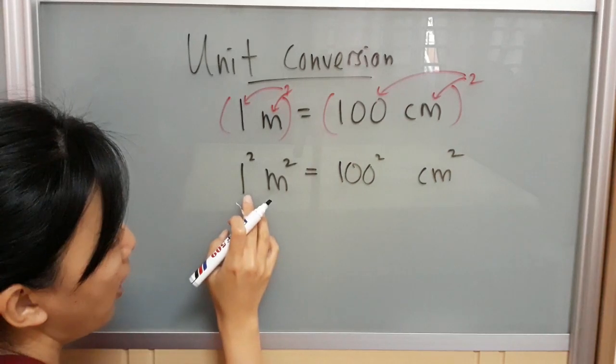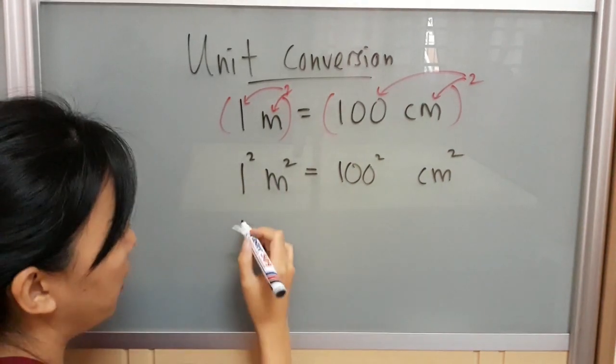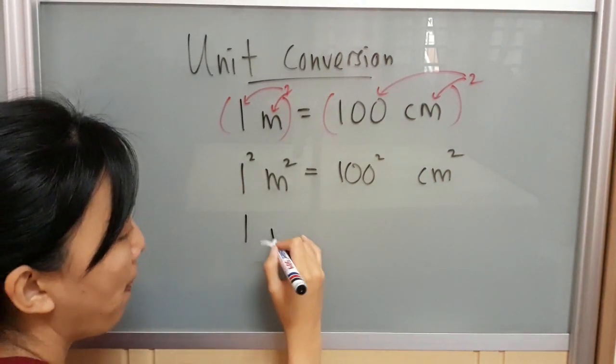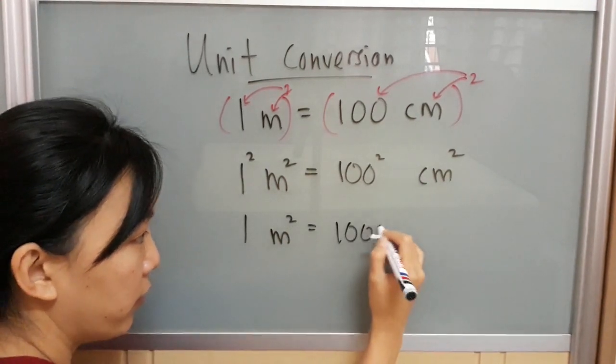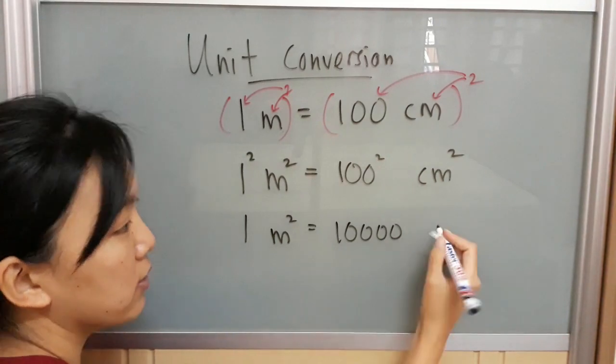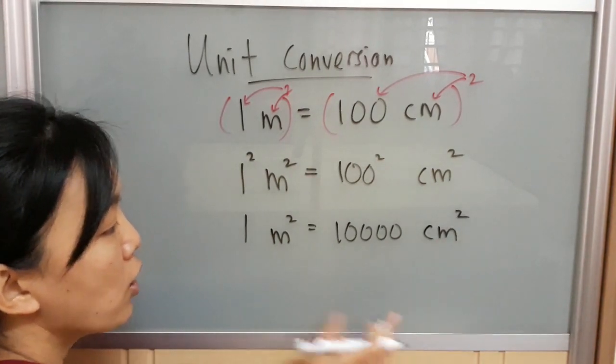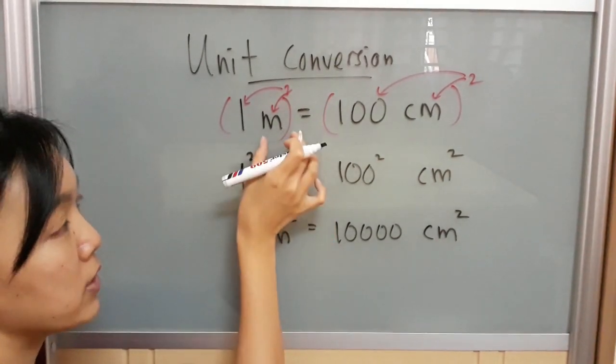So with this 1 square, you put in the calculator, you know 1 times 1 equals 1. M square remains. 100 square into the calculator, you have 10,000 cm square. So this is how you convert from meter to meter square.